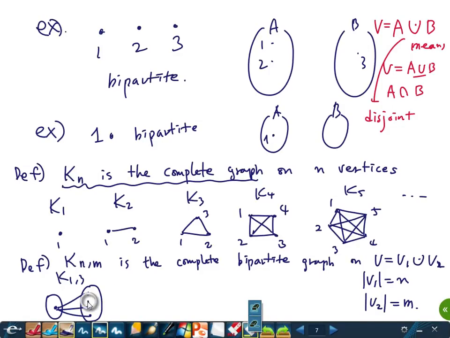What is K_{2,4}? You have 2 vertices on one side, 4 vertices on the other side. You connect all possible pairs of vertices, so that is complete bipartite. Is it clear? So K_{n,m}. So these are some definitions and notation. We will see more today.